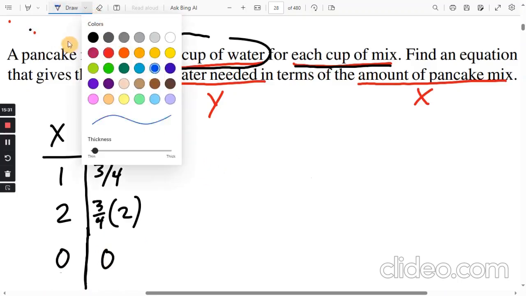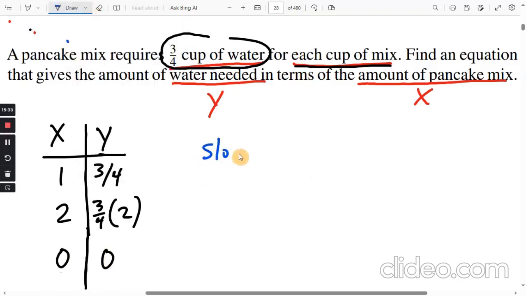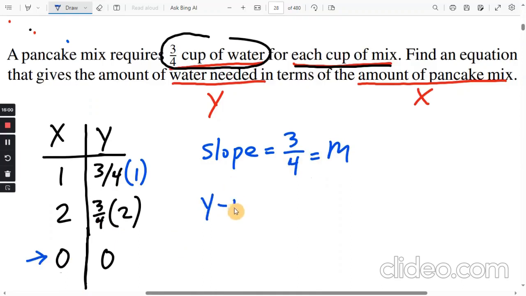All right, so the slope. How much does it increase by each time? This is 3/4 times 1, 3/4 times 2. If you had a 3, it would be 3/4 times 3. So obviously, it goes up by 3/4 each time. That's the value for m. And what's the y-intercept, the y value when x equals 0? The y-intercept is just 0. That's the value of b.